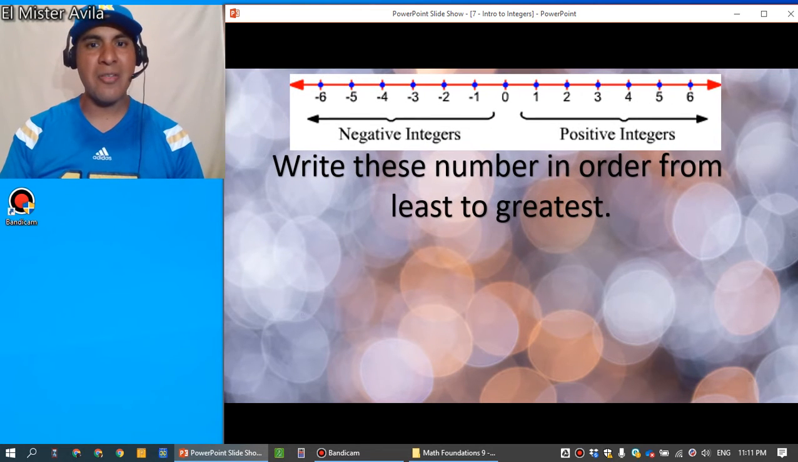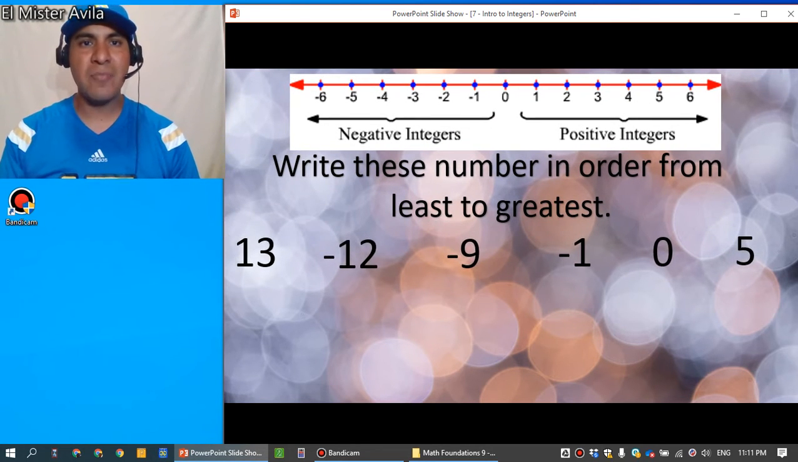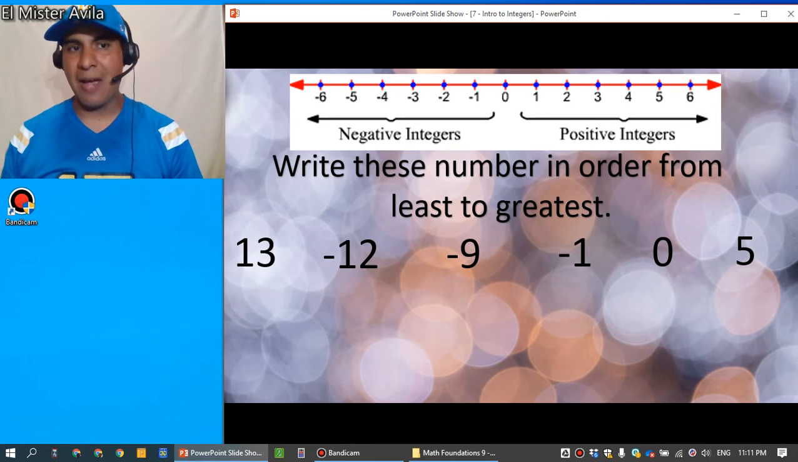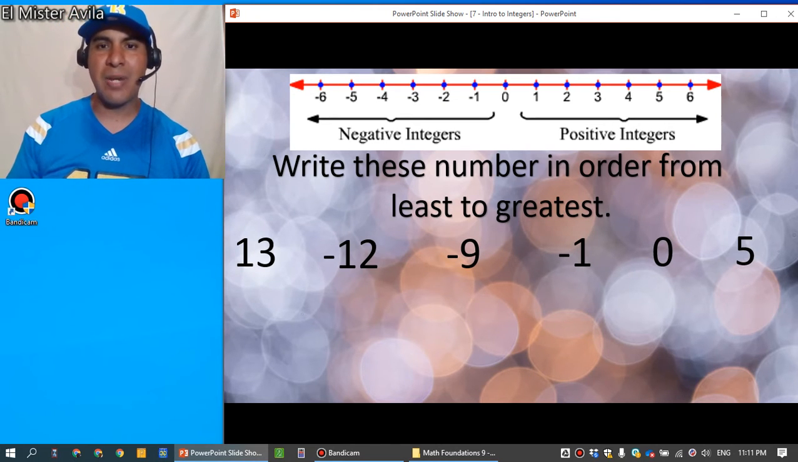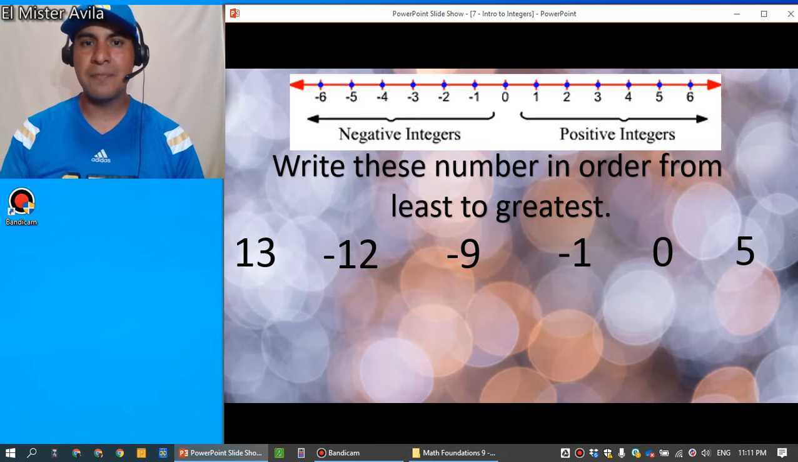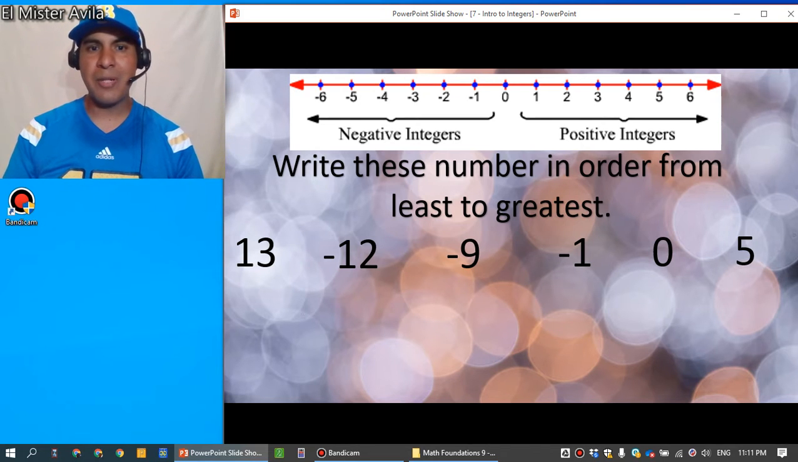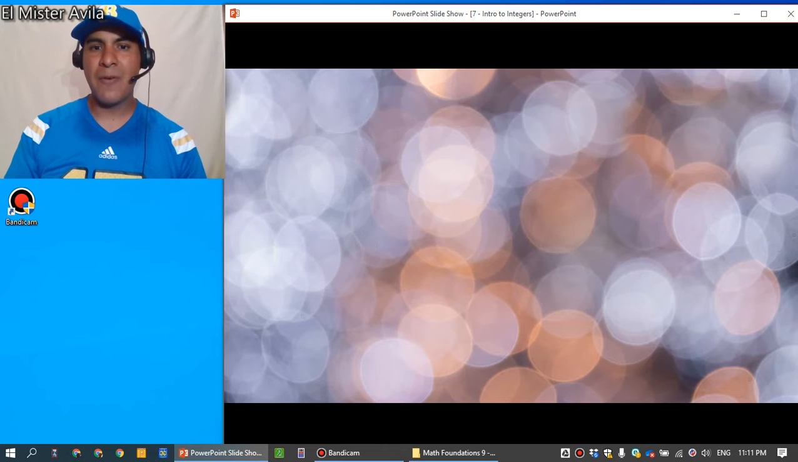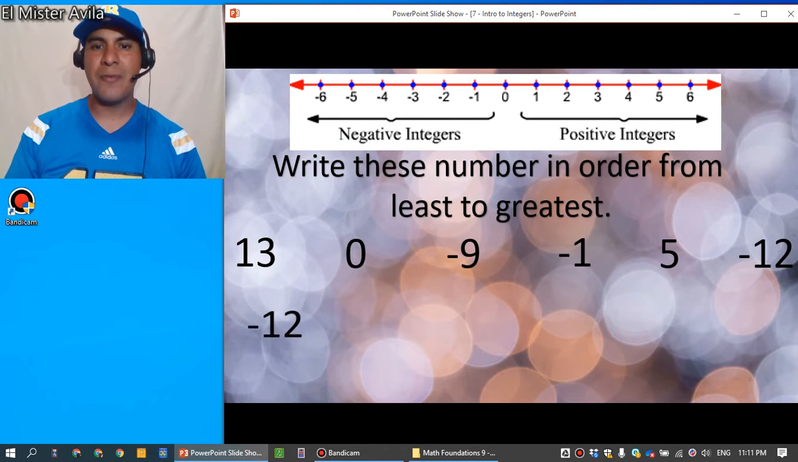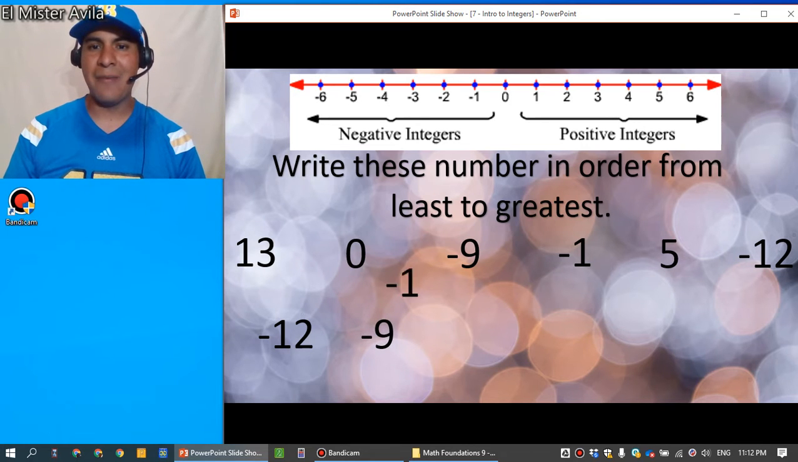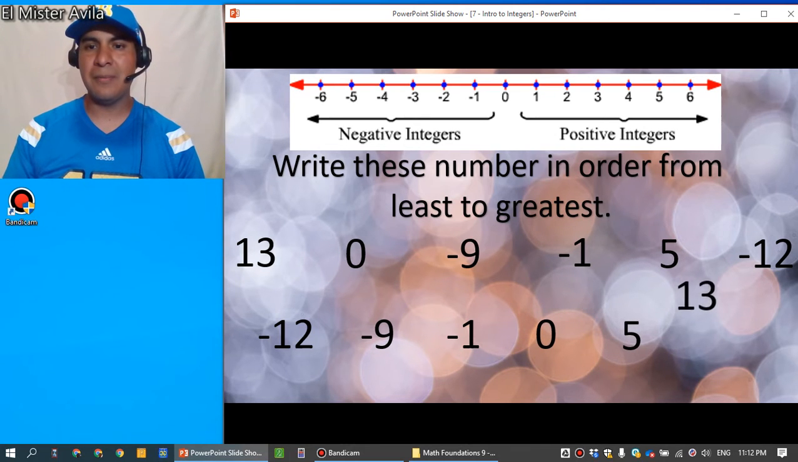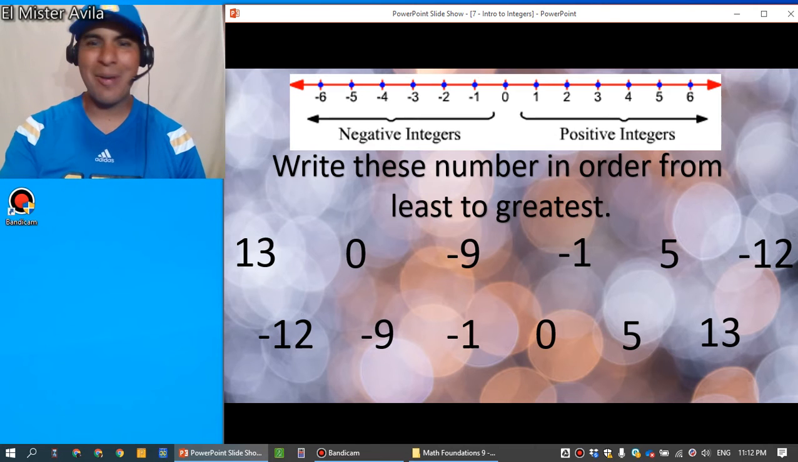Okay, I'm going to put up another set of numbers. You might want to try it first before I show you the answers. So write them down, put them in order from least to greatest, and then I'll let you know if you have it right or wrong. Okay, here we go. In 3, 2, and 1. First number, -12. Then -9. Then -1. We would have 0, 5, and finally 13. What do you think 0 is? Is 0 a positive or a negative number? Something to think about.